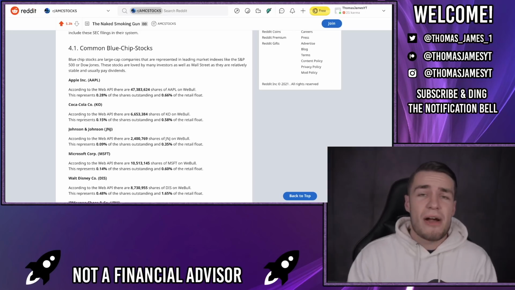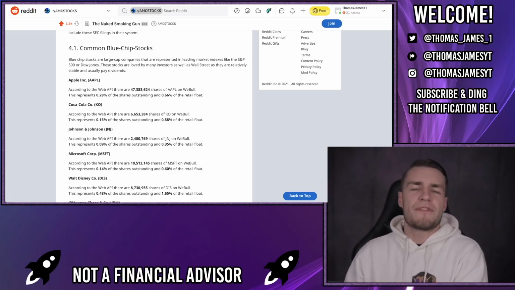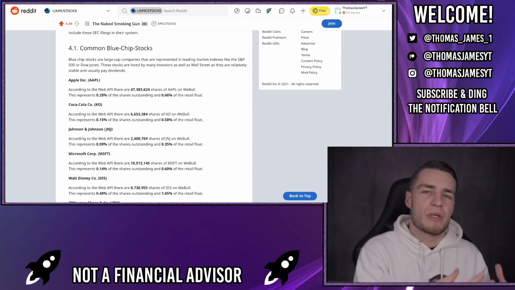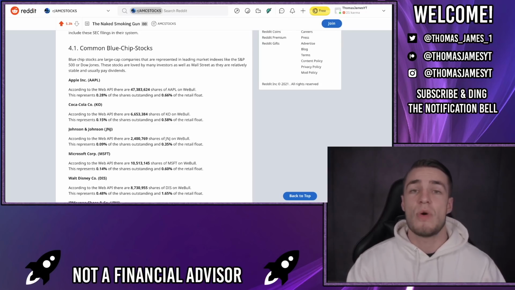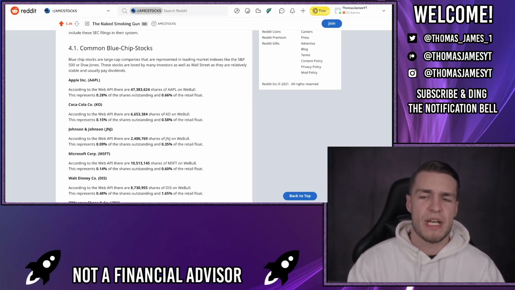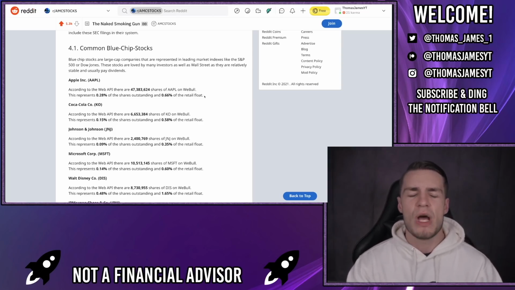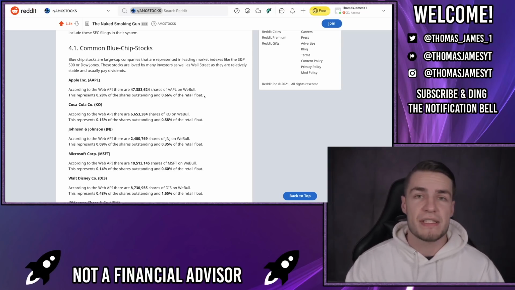He's then done a bit of a comparison looking at how much of the overall float Webull hold of some of these blue chip stocks. So as an example, on the Web API, there's 47 million shares of Apple held on Webull. That represents 0.28% of the shares outstanding, or 0.66% of the retail float when you remove institutional investors.